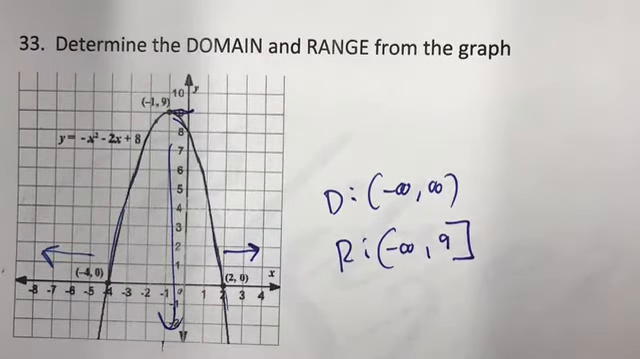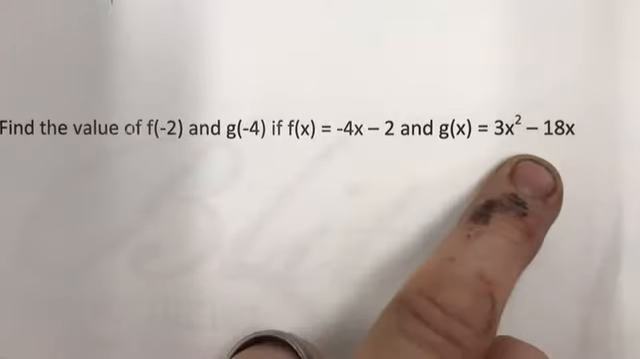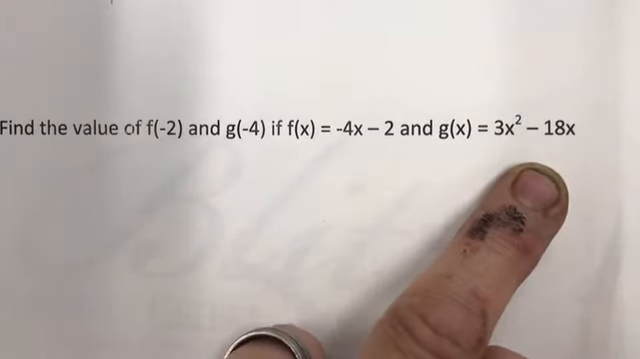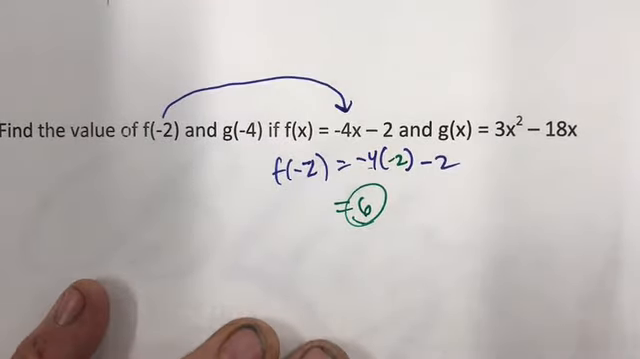Okay, and then last one here, number 34. Find the values of f of negative 2 and g of negative 4 if f of x is this and g of x is that. I'm going to do f of negative 2, so I put negative 2 in for x. I get negative 4 times x minus 2, and right there where x is, I put negative 2 in. Then I punch this in the calculator, which is 8 minus 2, I get 6. So there's f of negative 2.